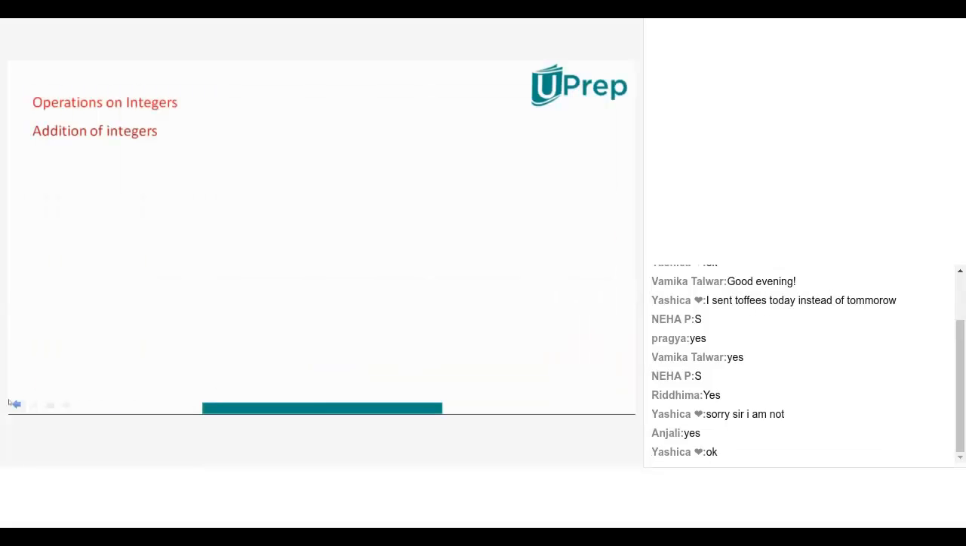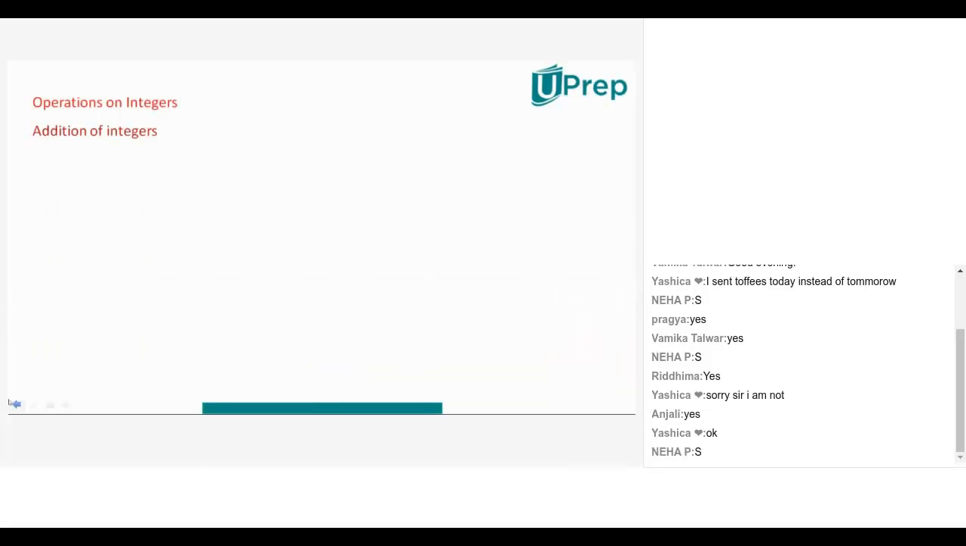Let's get back to our today's session and let's start with integers. The first slide says operations on integers. Now, what are operations? Basically, addition, subtraction, multiplication, division. These are the basic or the four fundamental operations that we perform on numbers.